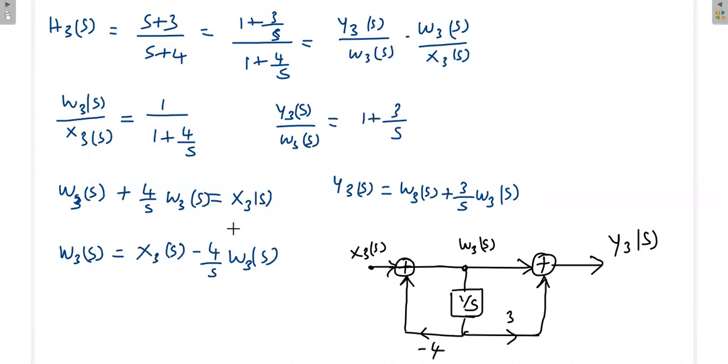Okay, so now we got everything: H1 of S, H2 of S, H3 of S. Just we have to connect everything together. That's it. Okay.